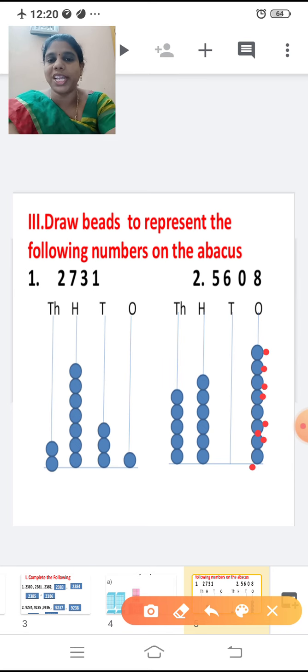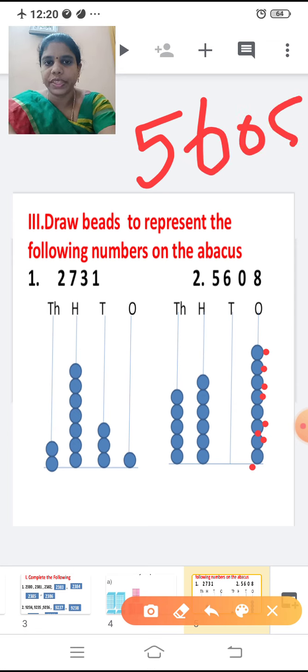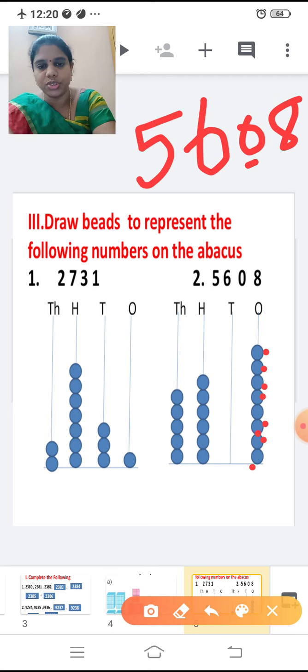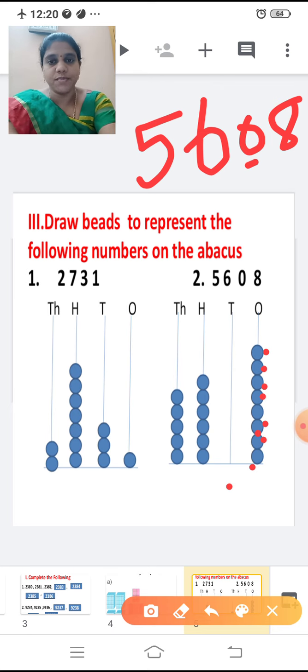Now move on to the tens place. What number do we have in the tens place? 0 in the tens place. So don't draw any beads. Then move on to the hundreds place. What number do we have? 6. So we have to draw 6 beads on the hundreds place. 1, 2, 3, 4, 5, 6.